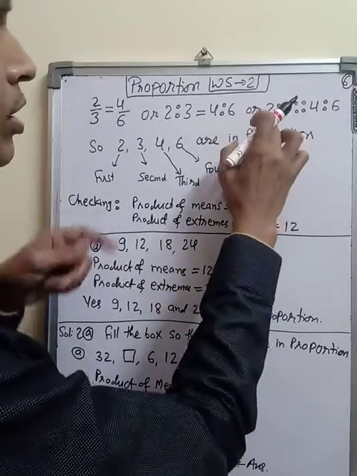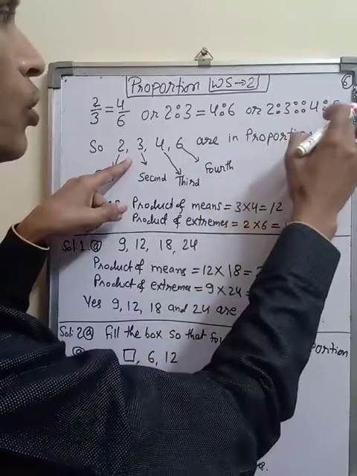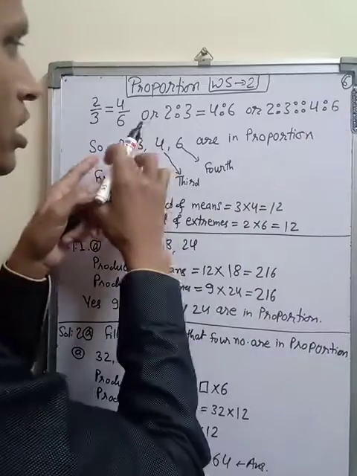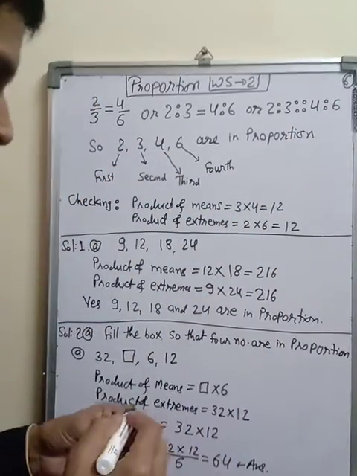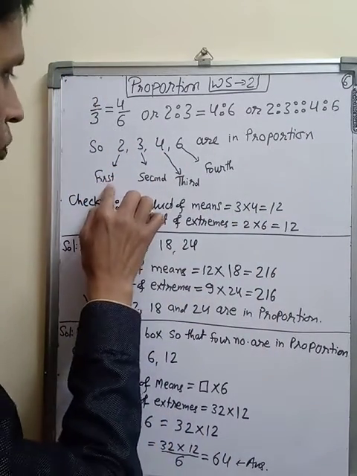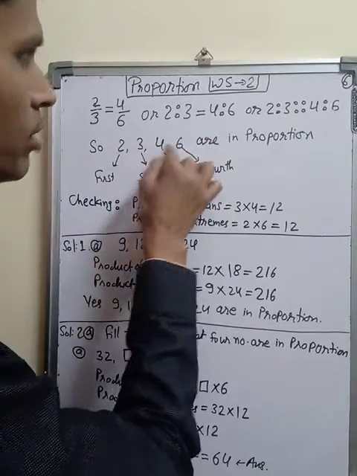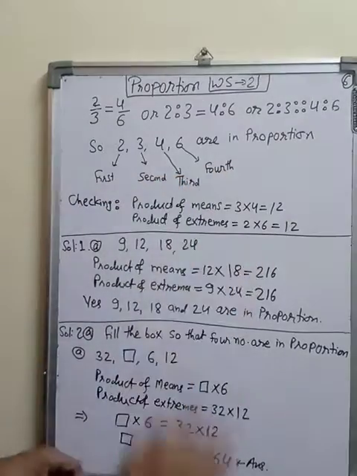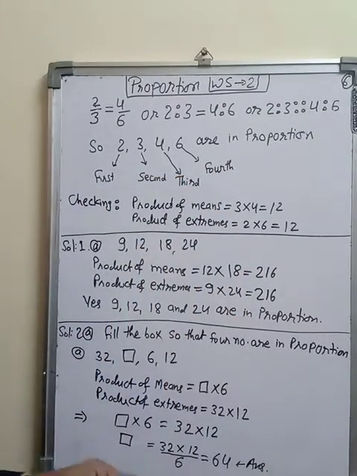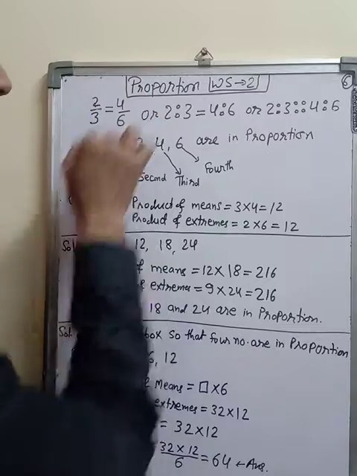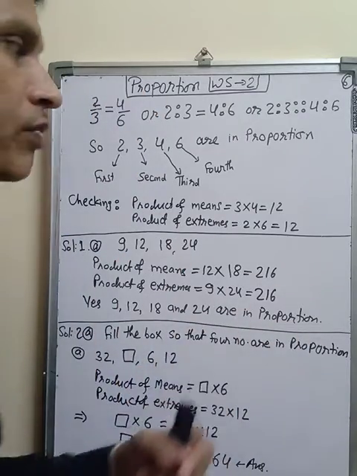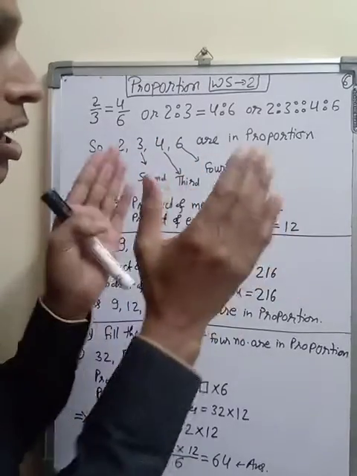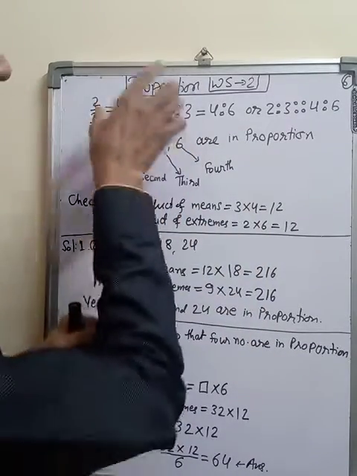And here 2, 3, 4, 6 we will write in the proper order, and these are in proportion. This is the first term, this is the second term, the third term, the fourth term. These are the terms. You can check either by multiplying, or there is one more shortcut way to check whether these are in proportion or not. So already this is in proportion.